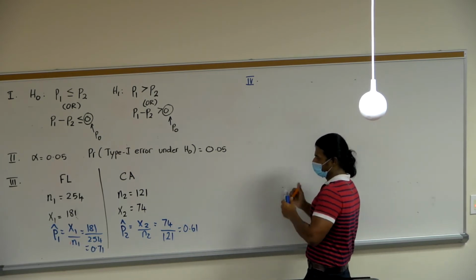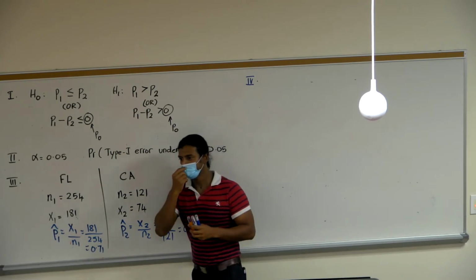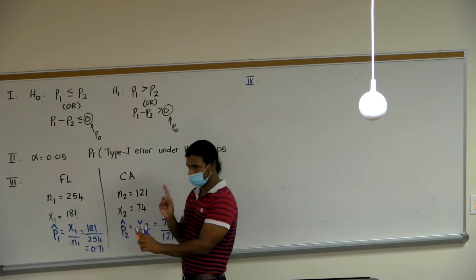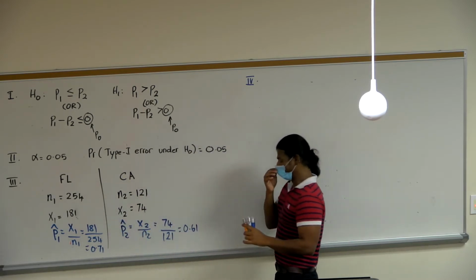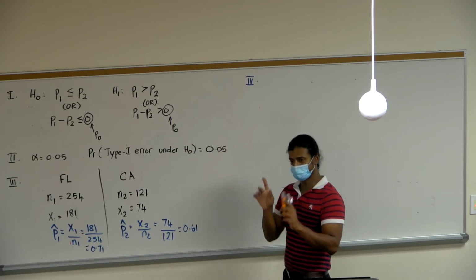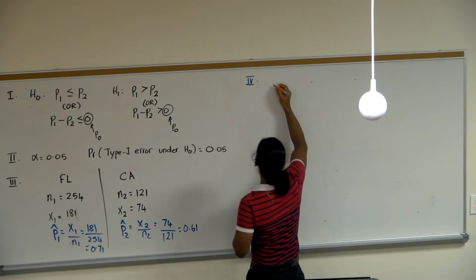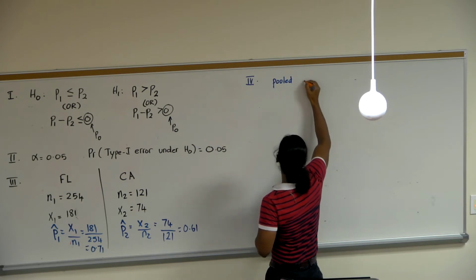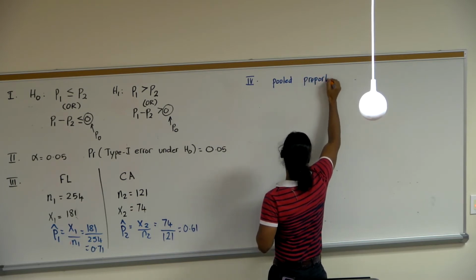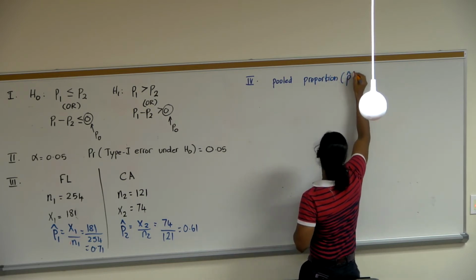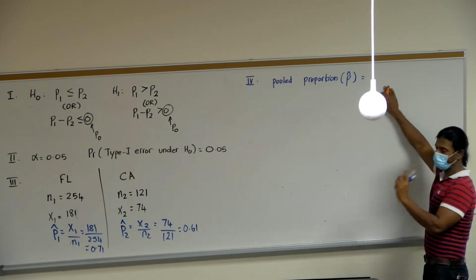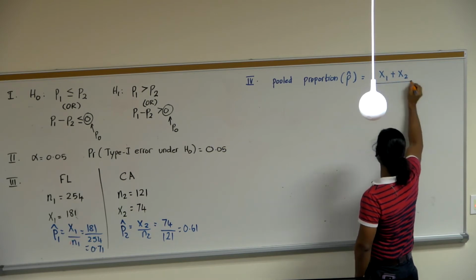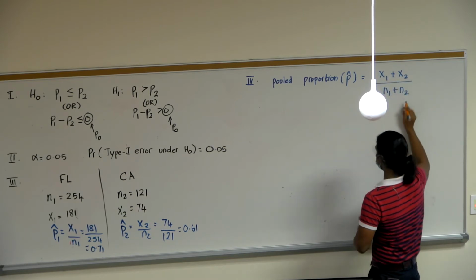So, what is your name? Hannah. Hannah, there is no standard deviation here, right? So we're not going to look at pooled standard deviation or pooled variance, but we are going to look at something called the pooled proportion. The pooled proportion P hat is simply x1 plus x2 divided by n1 plus n2.